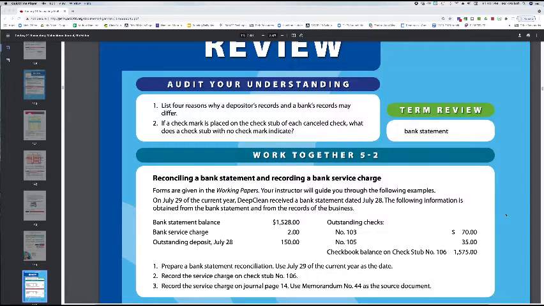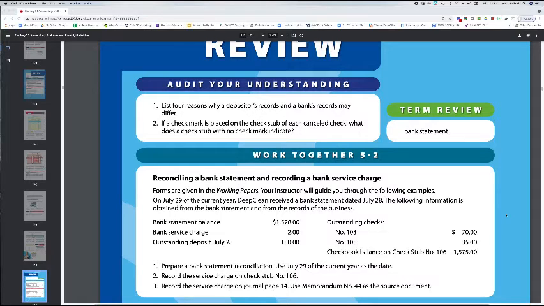Okay, so it says that the bank statement balance is $1,528. The bank service charge is $2. The outstanding deposit on July 28th is $150. Then we move over to the outstanding checks. Check number 103 is $70, and check number 105 is $35. And the checkbook balance on check stub number 106 is $1,575.